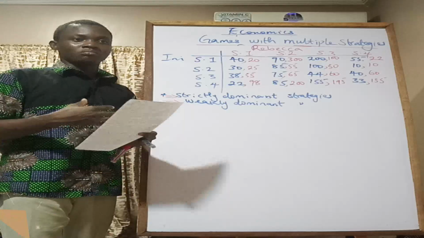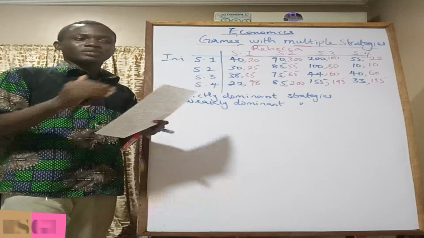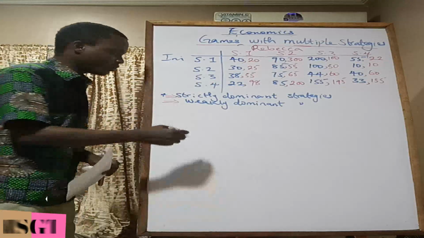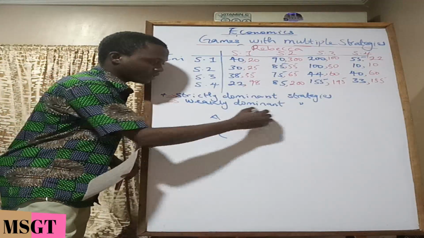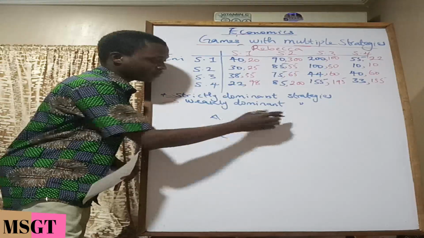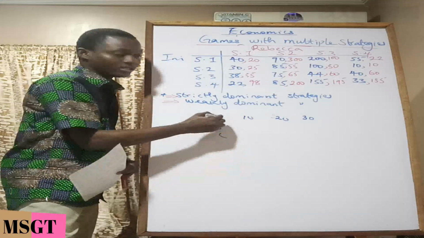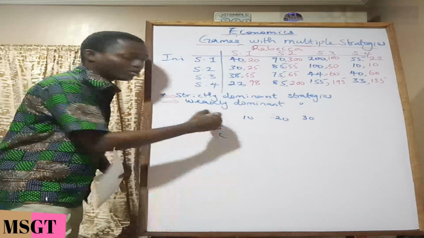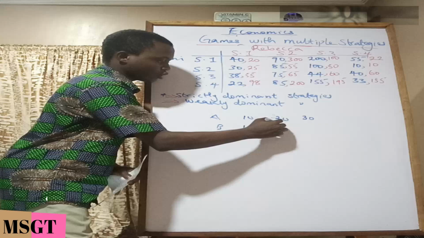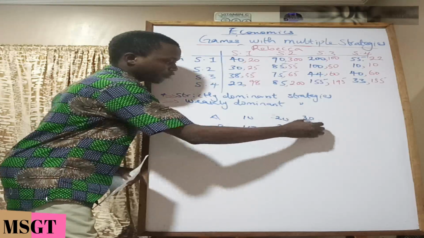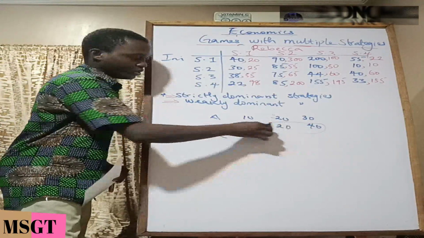So, let's say a player has three strategies, for example: strategy A, B, C. Now, A will give you a payoff of 10, 20, and then 30. And that's the payoff that strategy A will give you, regardless of what the other guy is doing. And your strategy B would give you 15, 20, and 40. All right. So, what we are saying is that strategy B here is a weakly dominant strategy.